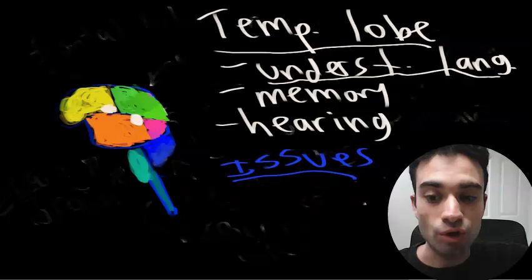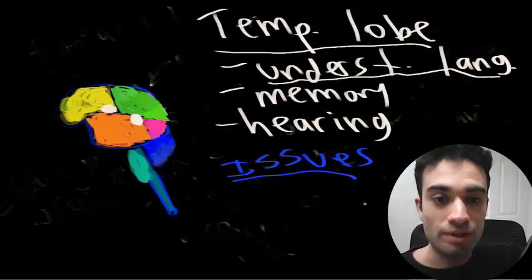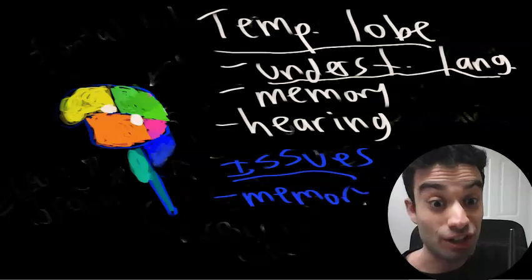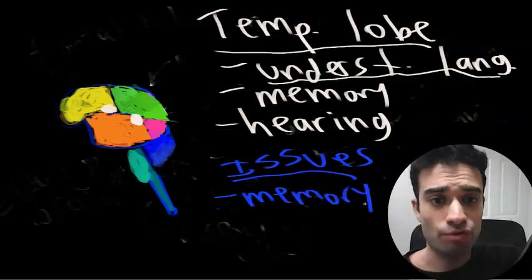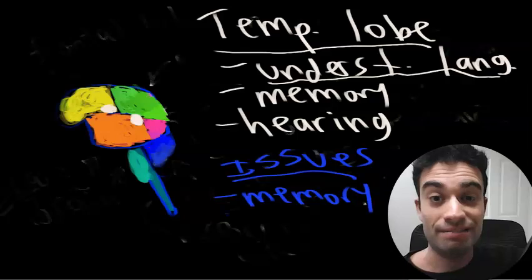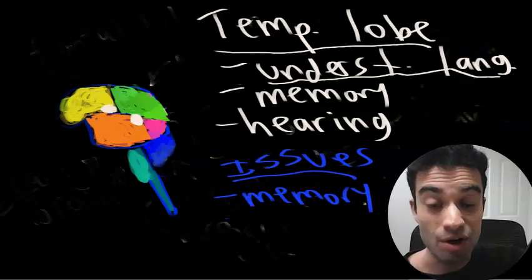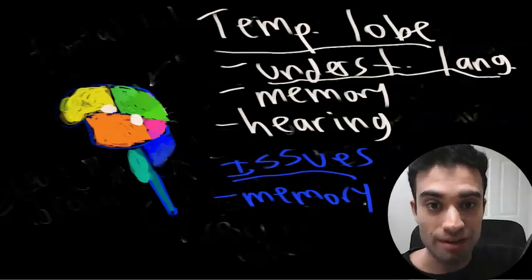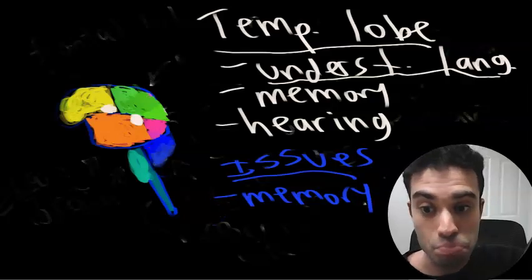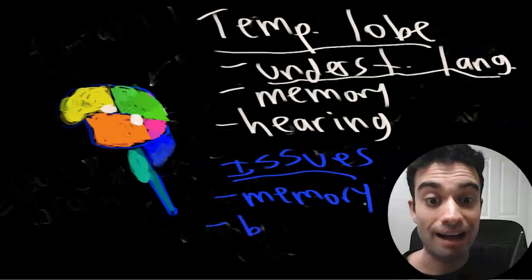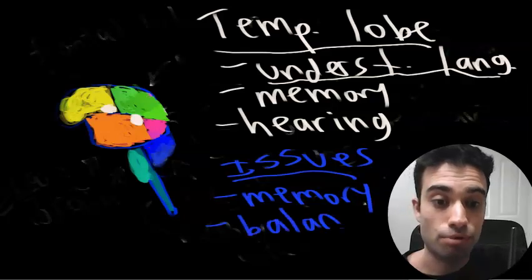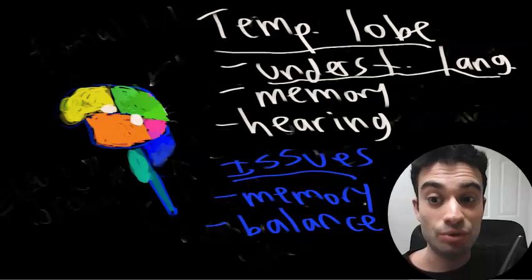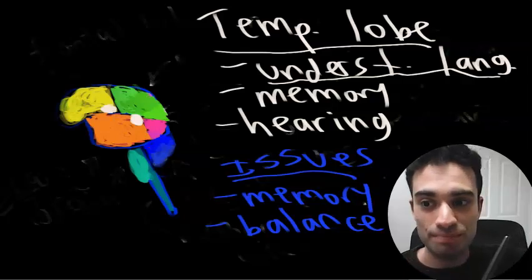Well, if the temporal lobe is injured, you can have issues with memory, since that's one of its functions. And, of course, you can have Wernicke's aphasia. We'll talk about this in another video, where you will not be able to understand what someone else is telling you, in terms of language comprehension. And it can also affect your balance. You can have balance problems as well. All right, now let's go into the next lobe.